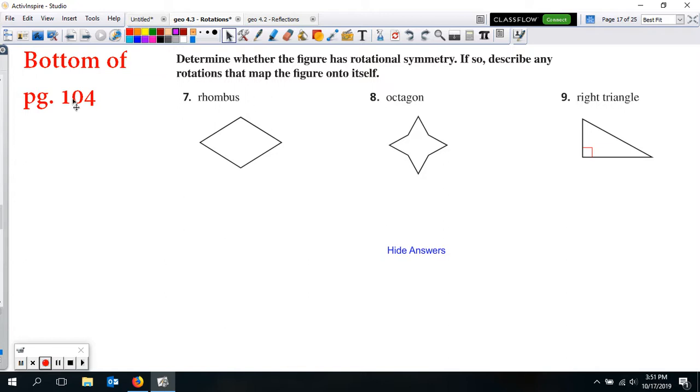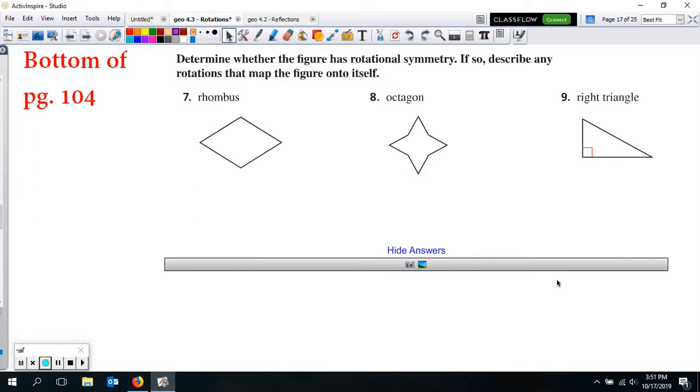This is going to be in the notes section right there on page 104, and then do the same thing on these. Go ahead and pause the video and see, does it have rotational symmetry, and if it does, tell at what degree it does have rotational symmetry. How many times and like what degree. So go ahead and pause the video and do that for 7, 8, and 9.